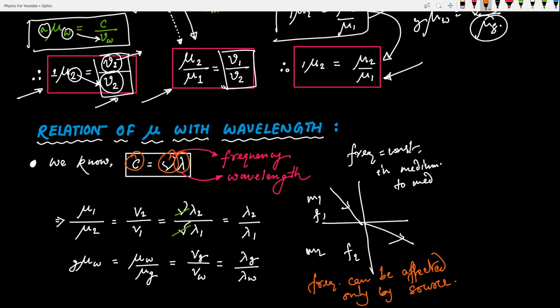So if frequency is constant, we know that whenever light travels from one medium to another medium, the velocity changes, that is, c changes. Therefore, if c changes, then something has to change, that is, lambda has to change, because frequency is constant. We just use the formula.